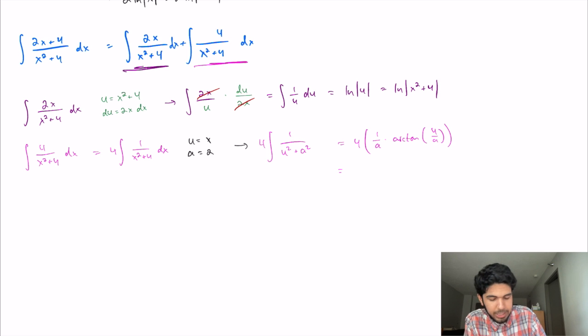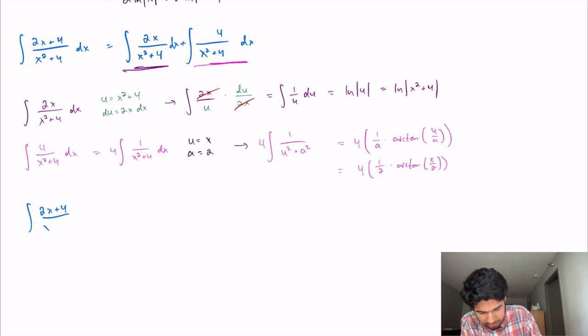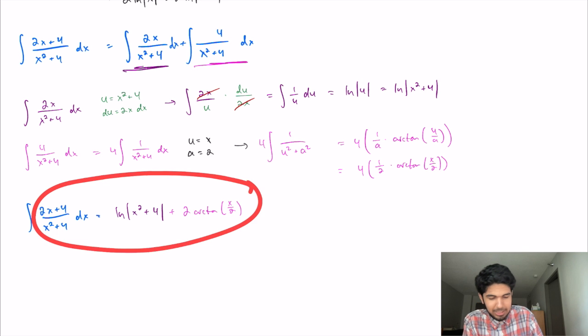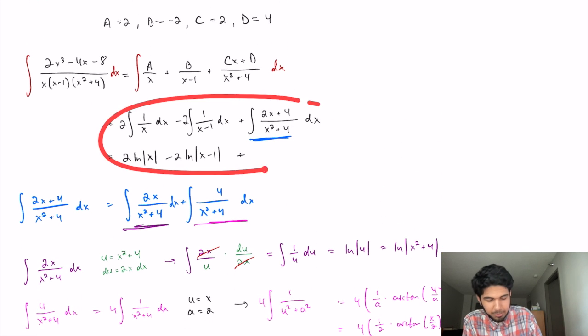And now we can substitute in our u and our a. So this is 4 times 1 over 2 times arctangent of x over 2. So now using these two that we just solved for, we have this. So that tells us the integral of 2x plus 4 over x squared plus 4 dx is equal to ln of the absolute value of x squared plus 4 plus 4 times a half is 2, so 2 arctangent of x over 2. And we were solving this integral because it belonged to this sum up here.